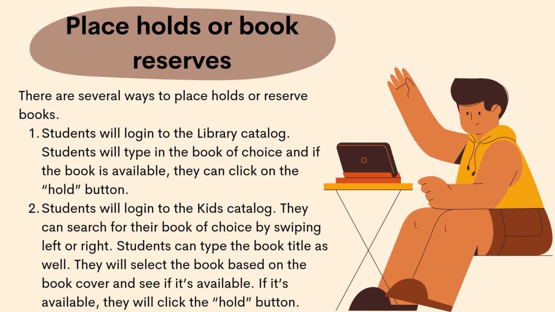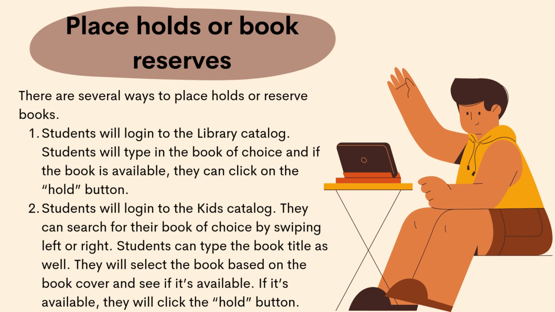Another way is students will log in to the kids catalog, which is different. The library catalog, there will be a book cover, and it is more literature, it's more language, more you can read the summary. Versus the kids catalog is very kid friendly with a puppy on it, and there are only pictures to look at. There's no quick summary, and they have a check if the book is available.